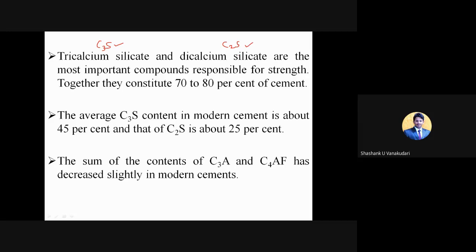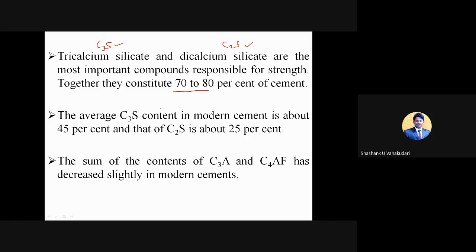Together they constitute around 70 to 80% of the cement. So in one particular cement, if you take it percentage-wise, 70 to 80% consists of tricalcium silicate and dicalcium silicate. The major part is occupied by these two compounds, and the major strength is also achieved by these two chemical compounds.